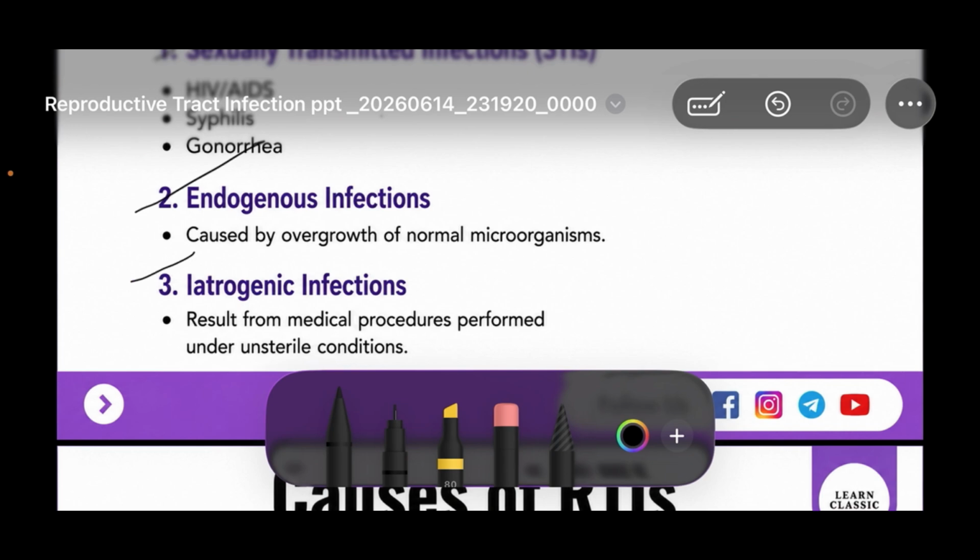Now coming to the iatrogenic infections. These are the ones which result from medical procedures performed under unsterile conditions. So it is very important to take proper precautions to prevent infections during any medical or surgical procedures. Otherwise it can result in iatrogenic infections.